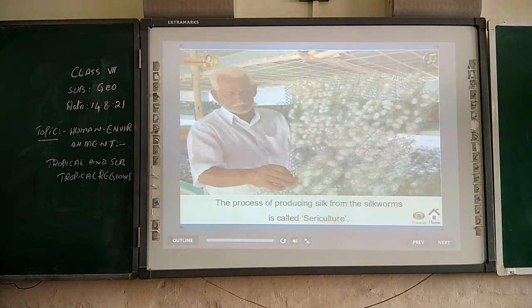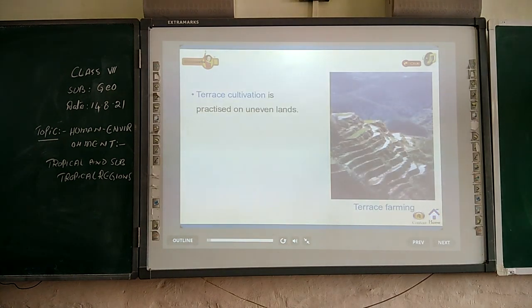What is sericulture? The process of producing silk from silkworms is called sericulture. Many times we are asked these objective questions. What is sericulture? Sericulture is nothing but the process of production of silk from silkworms. Producing silk from silkworms is known as sericulture. Terrace cultivation is practiced on uneven lands.